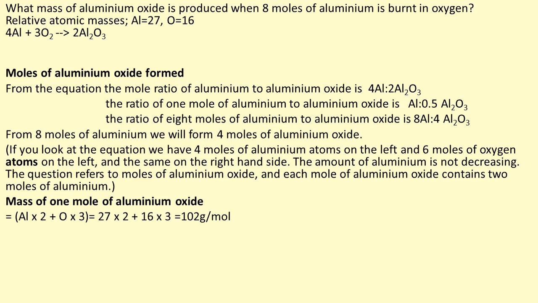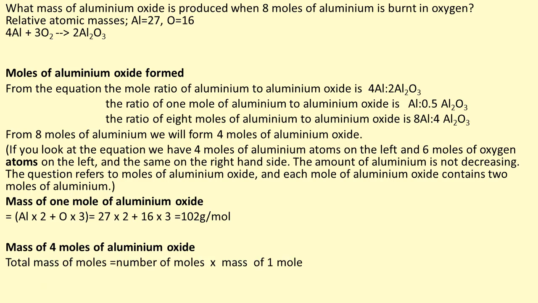Now we can work out what the mass of 4 moles of aluminium oxide will be. The equation we can use is total mass of moles will be equal to the number of moles multiplied by the mass of 1 mole. So 4 times 102 grams gives us a total mass of 408 grams.